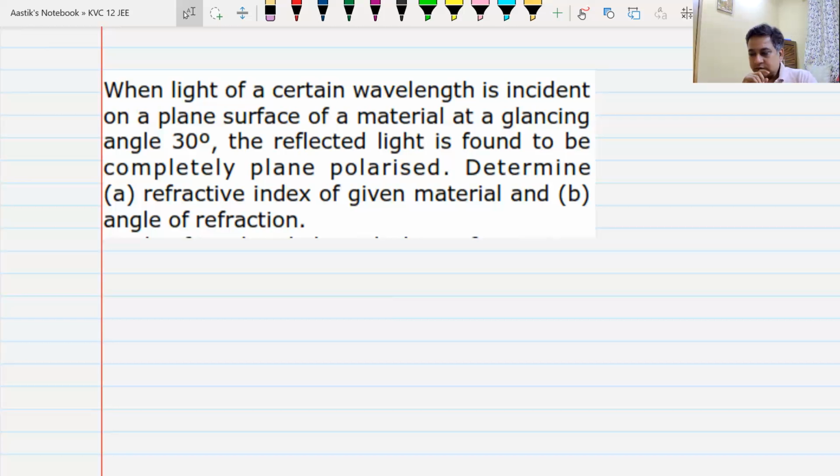How much? 30 degrees. 30 degrees is the angle of refraction. That is absolutely correct. 30 degrees is the angle of refraction. Well done. Anyone else got the answer? Yes or no? I'll wait.